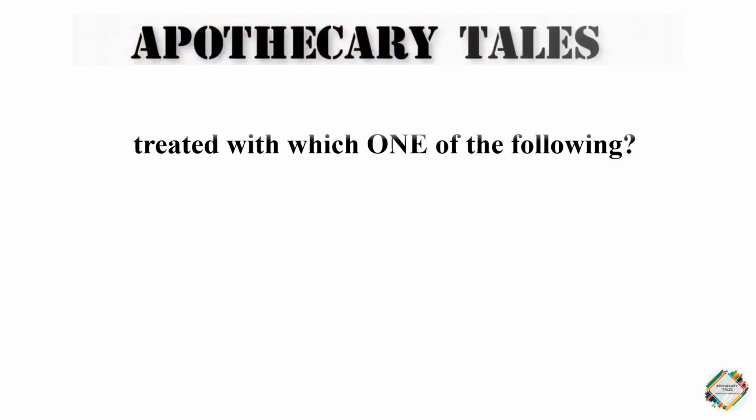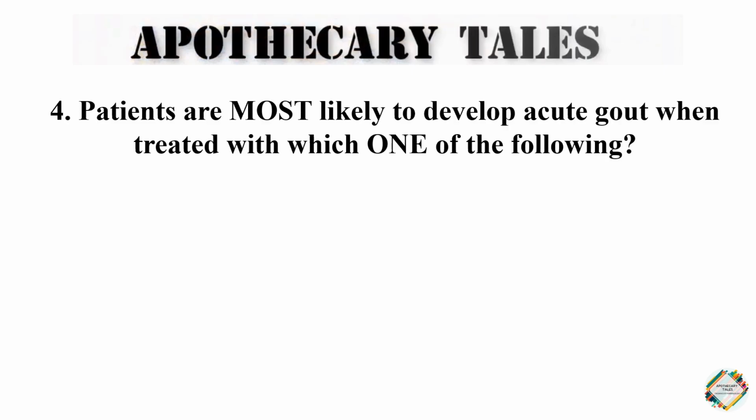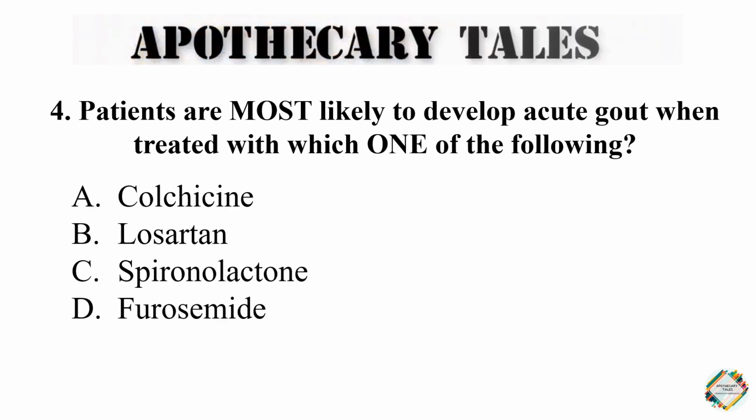Moving on to the next question. Patients are most likely to develop acute gout when treated with which one of the following? The options are colchicine, losartan, spironolactone, furosemide. So when we have to deal with these kinds of questions, first we have to understand if it has to cause acute gout, let's see what are the possibilities of these drugs to cause hyperuricemia, because elevated levels of uric acid contributes to the development of gout.